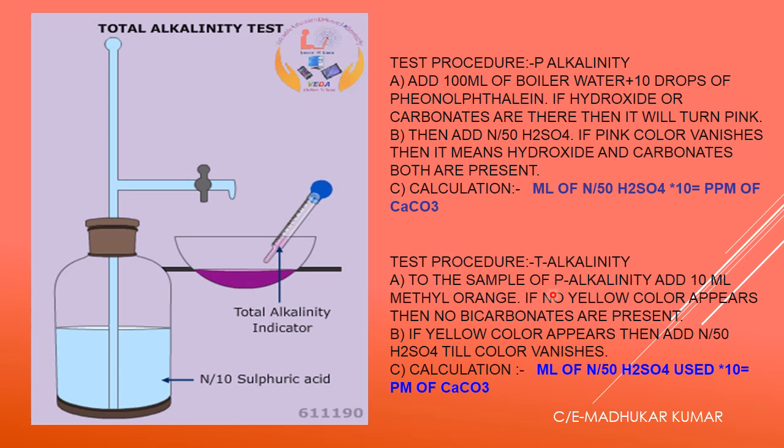For T alkalinity, to the sample of P alkalinity add 10 drops of methyl orange. This is going to give you the orange color. If no yellow color appears, then no bicarbonates are present. If a yellow color appears, then add N/50 H2SO4 till the color vanishes. Calculation: ml of N/50 H2SO4 multiplied by 10 gives you the ppm of calcium carbonate. So that is the end result.